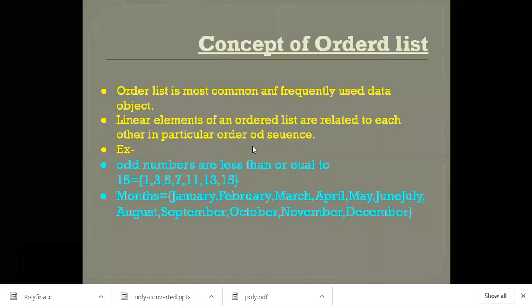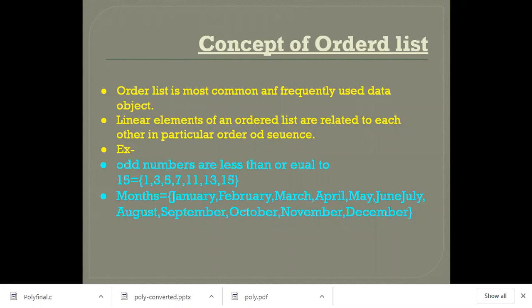Ordered element means we are arranging some elements in a particular order or in sequence. For example, in a linear list, the elements of an ordered list are related to each other in a particular order, in a sequence. So what exactly is it? We are representing elements in a particular sequence, and that is called an ordered list. This is the concept of data structuring.